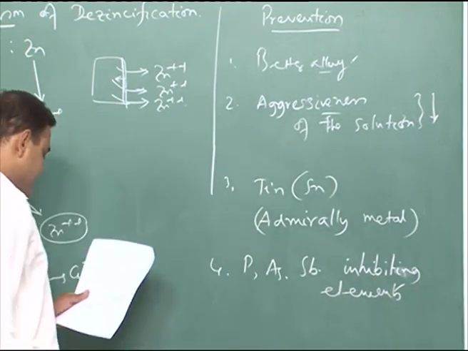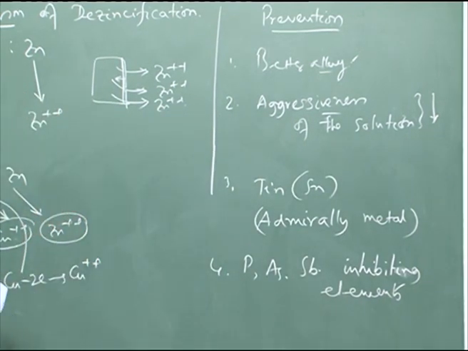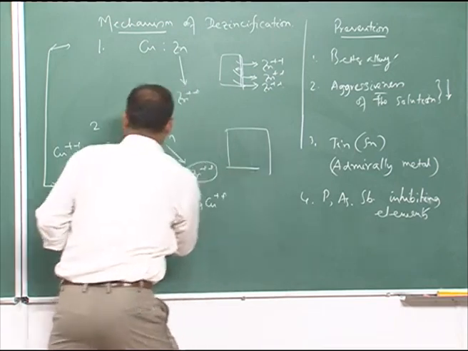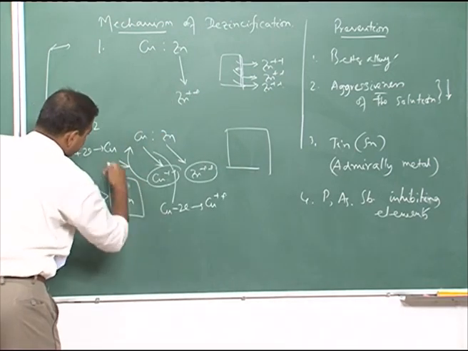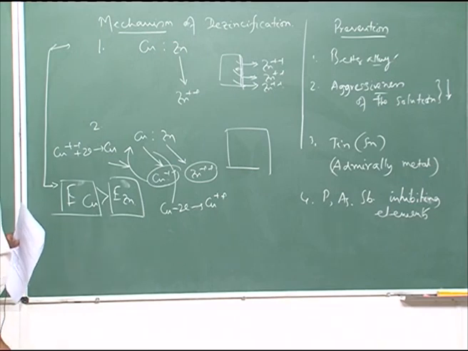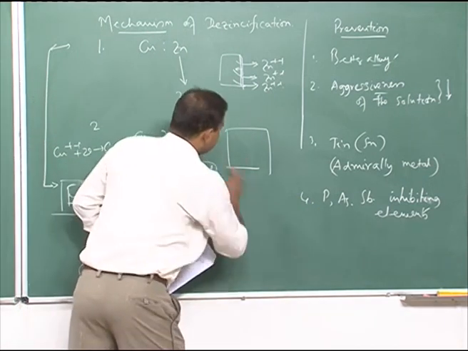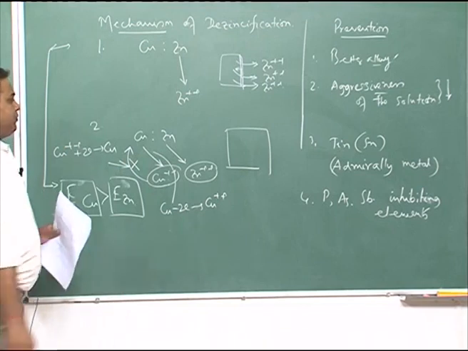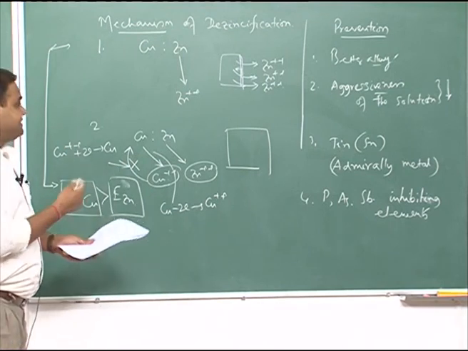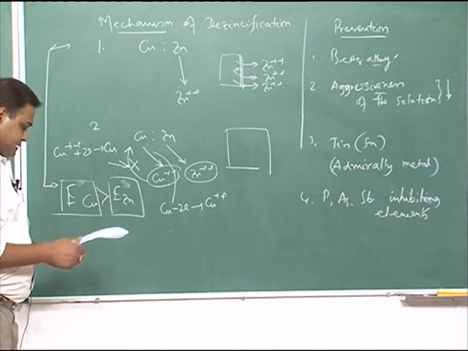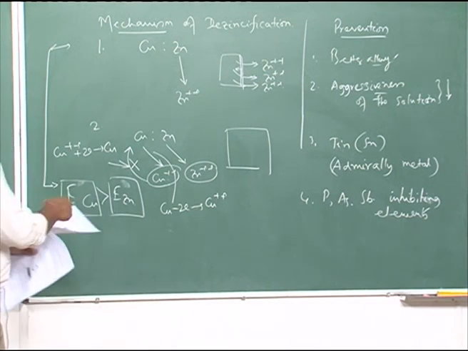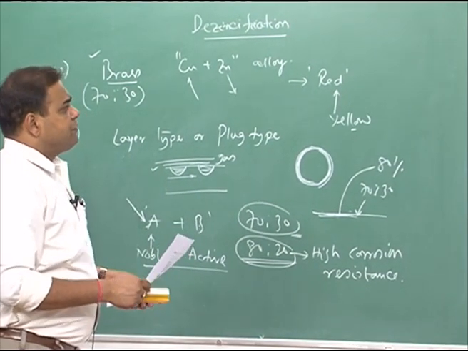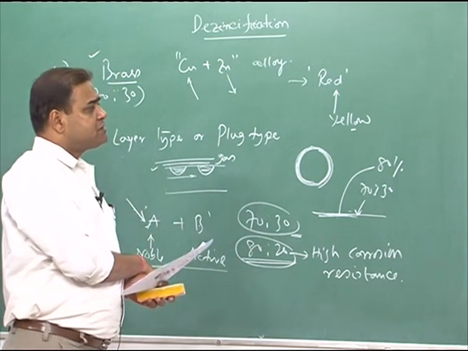What do these inhibiting elements do? They redeposit on the surface of the metal. See, dezincification is starting, but there is a step of redeposition of copper. Instead of that, if these elements deposit back and form a thin surface layer, you are cutting this particular step. So, dezincification could be reduced to a great extent. Now, these are basically the overall picture of dezincification. There are many more examples.